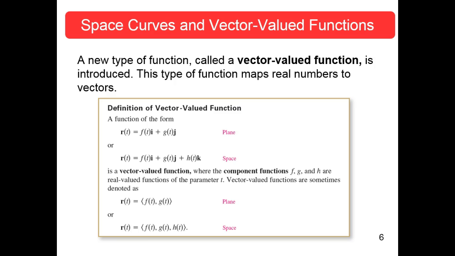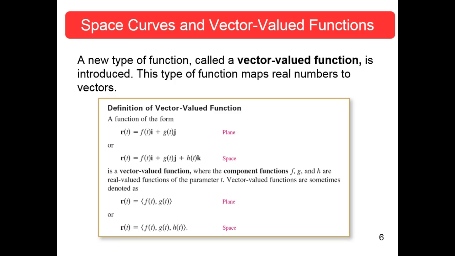A function of this form, r of t is equal to f of t i plus g of t j. These are no longer coordinates of points on the plane or in space. These are now components of vectors. This would be in a plane, and this would be in space: r of t is f of t i plus g of t j plus h of t k. Again, f, g, and h are just regular scalar functions. The r's are vector functions, however. Okay?